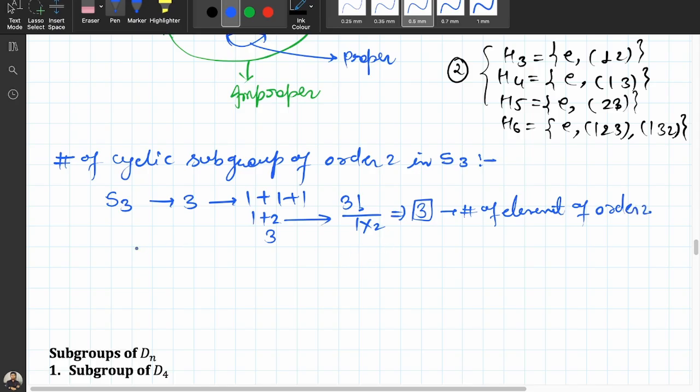So now this is equal to 3 divided by phi 2, and that is what? 3. So 3 subgroups of order 2. So simply one more question is there.